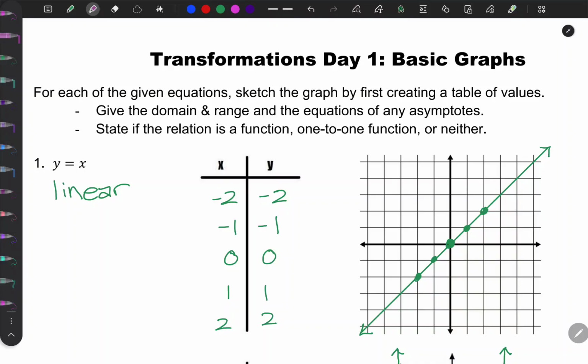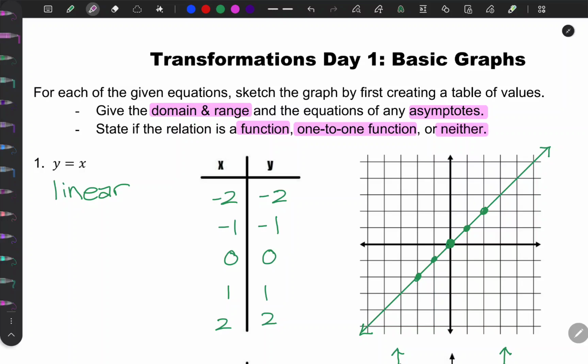What we're going to do today is look at 6 basic graphs that you will need to be able to draw quickly using key points and the features that you are familiar with. For each of the given equations, we'll sketch the graph with a table of values, and then identify things like the domain and range of the graph, and the equation of any asymptotes if there are any. We'll also determine if the relation is actually a function, if it is a one-to-one function, or neither.